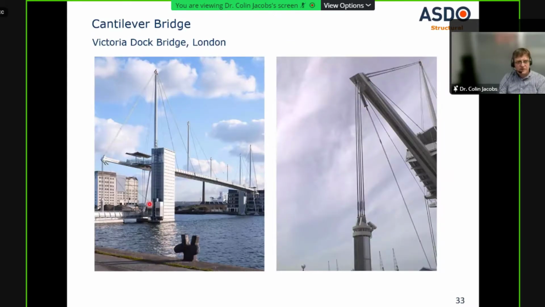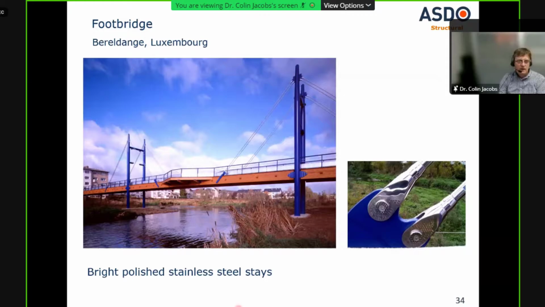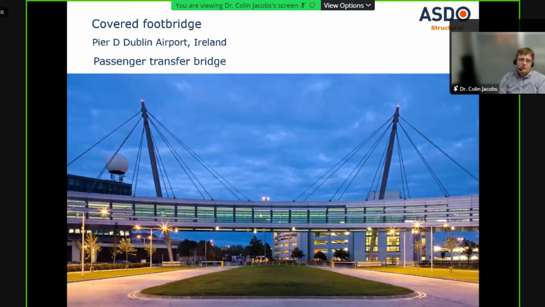So a typical bridge here, a cantilever bridge in London, you can see, again, you may think these are cables. They're actually solid bar. It was more economical to make these from our solid bar than a cable, and much quicker lead time. Simple footbridge. Again, this time we use stainless steel, nicely highly polished stainless steel, which the architect required. Again, we have tie rods here for a passenger covered transfer bridge in Dublin.